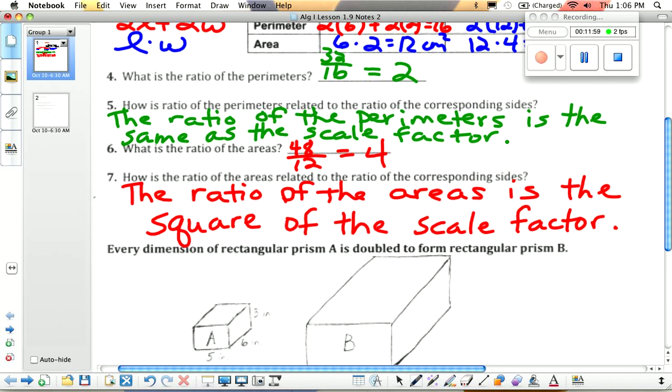108. Ratio of their areas, 108 to 12. How many times does 12 go into 108? 6 times? 9 times. So the square of the scale factor, not 2 times the scale factor, but the scale factor times itself.